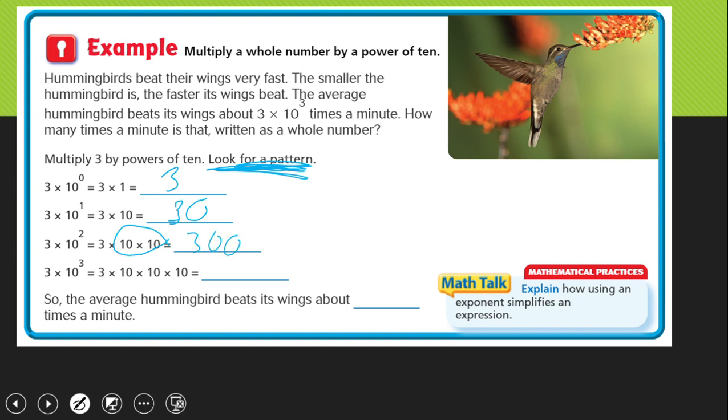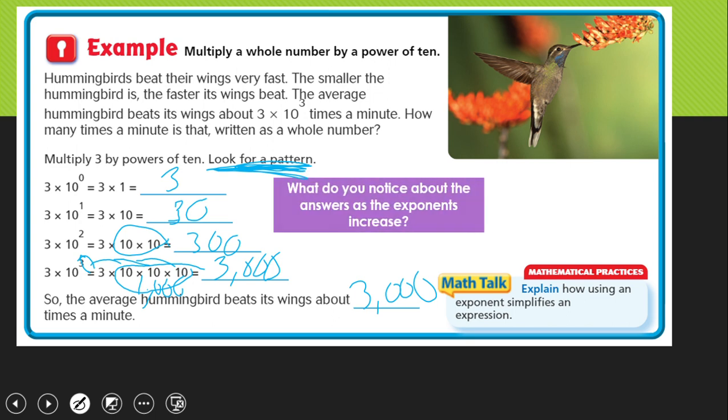Now, 3 times 10 to the third power. Now remember, that means we're going to be multiplying 10 three times. So you can even see here 1, 2, 3. And we have 3 times 10 times 10 times 10. And we know that 10 times 10 times 10 equals 1,000. So then we have 3,000. So the average hummingbird beats its wings about 3,000 minutes.